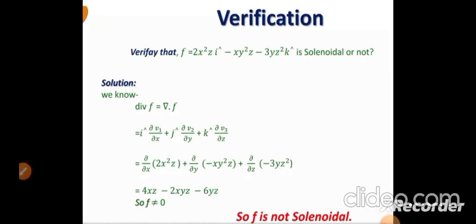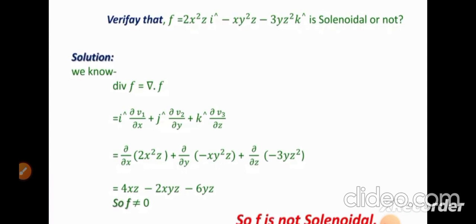Let us see one example. Verify that f is equal to 2x squared z i vector minus x y square z j vector minus 3y z square k vector is solenoidal or not. We have to check whether it is solenoidal or not. To check the solenoidal, we have to find the del dot V vector.